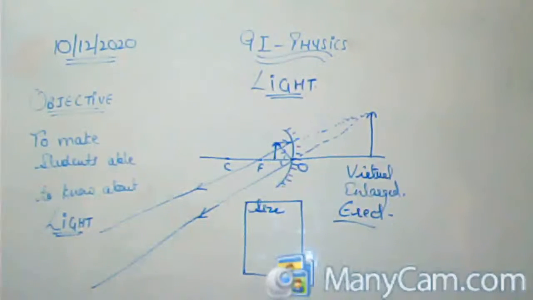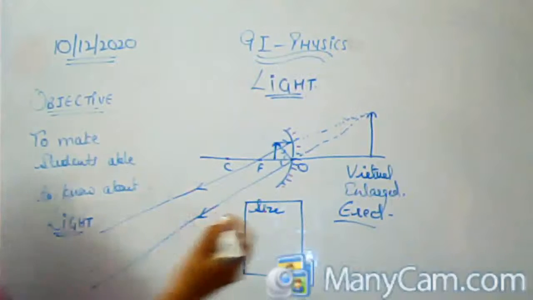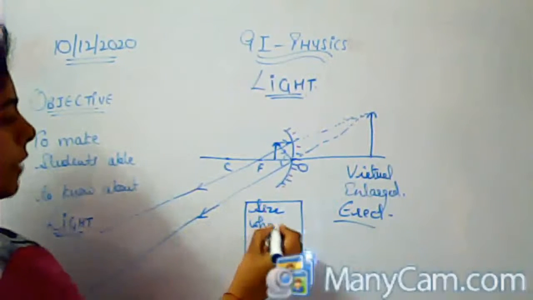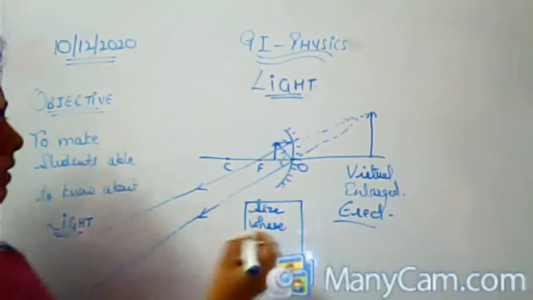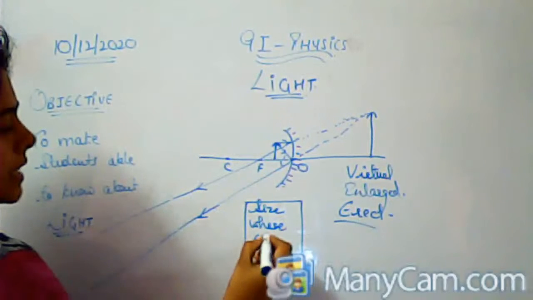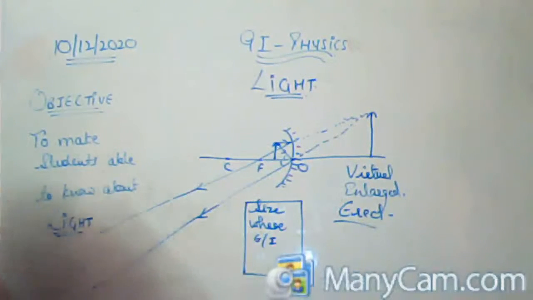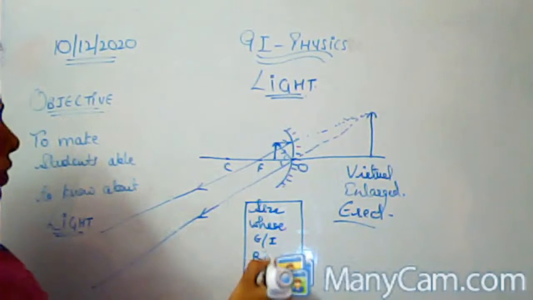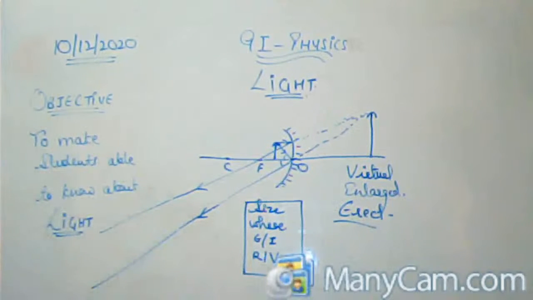Okay. So size ho gaya. Second, you can write where the image is placed. Third, you can write is it erect or inverted. Fine. Fourth, you can write is it real or virtual. So whenever the question comes like this, आपको ये चारों चीजों को लिखना है.